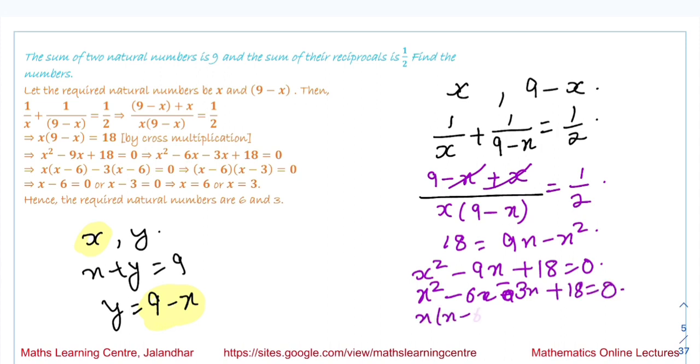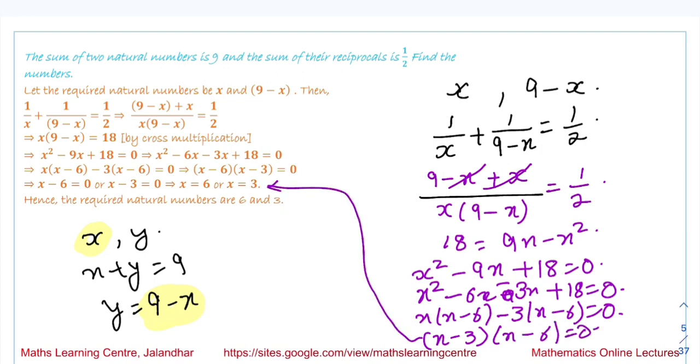x we take common, it is x minus 6, minus 3 into x minus 6 equal to 0. So it is x minus 3 into x minus 6 is equal to 0. So we get two values of x over here, that is x is equal to 6 and x is equal to 3. So these are the two required natural numbers.